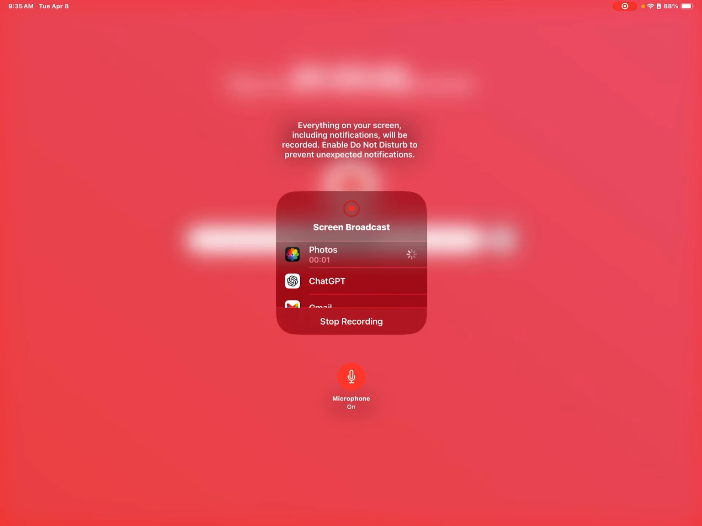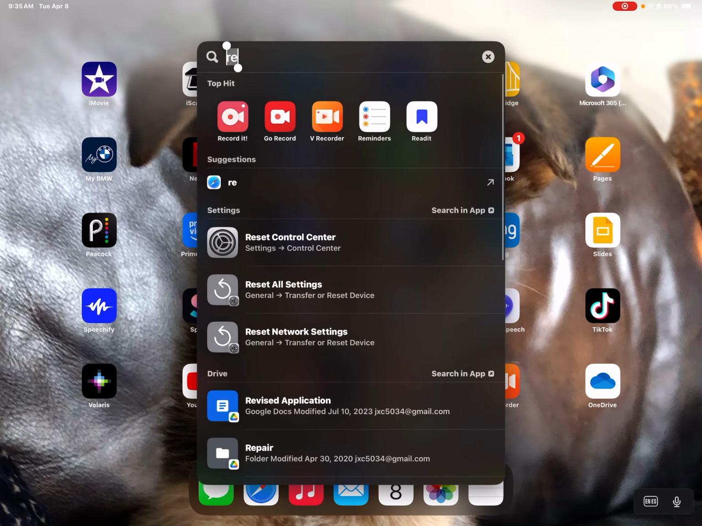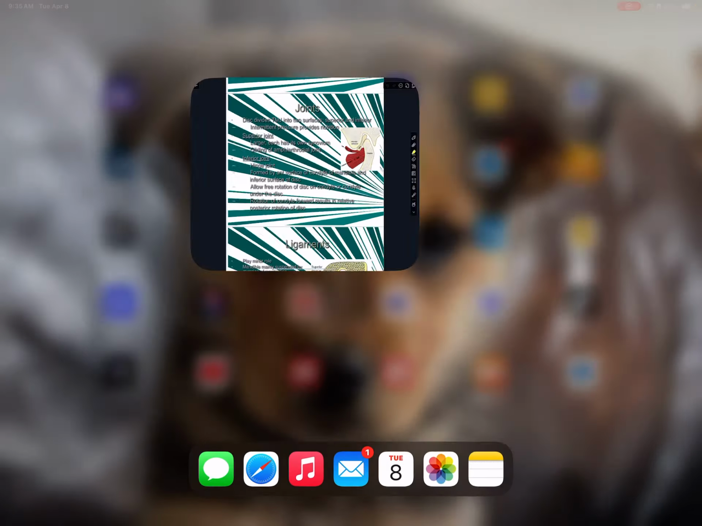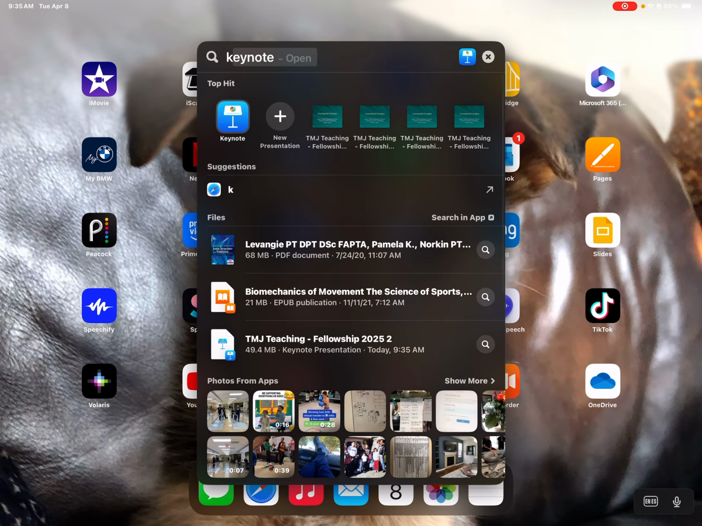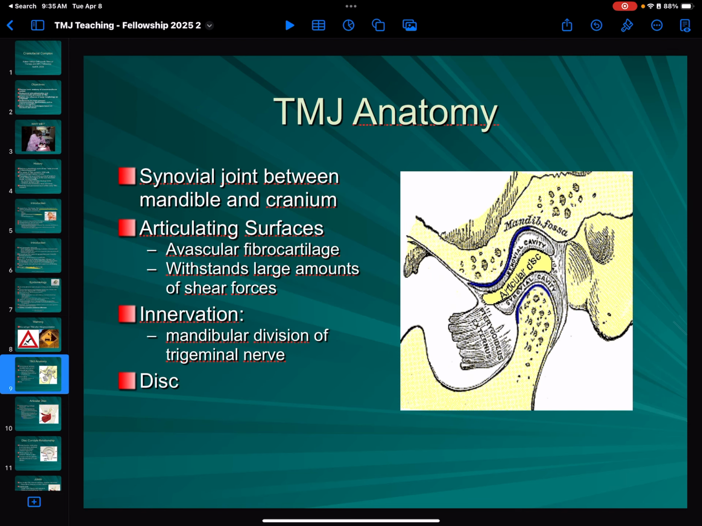Space is two distinct disc spaces in essence: the superior joint space and the inferior joint space. And you might think, well, why do they make such a big deal of this? As we go, it'll make more sense. So this is the synovial joint between the mandible and cranium.